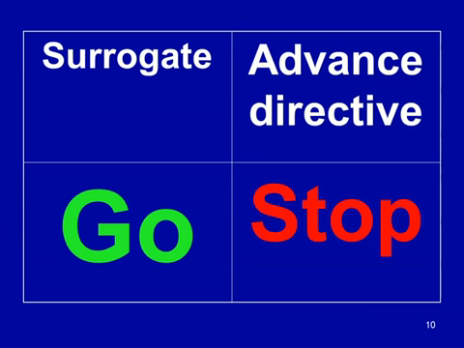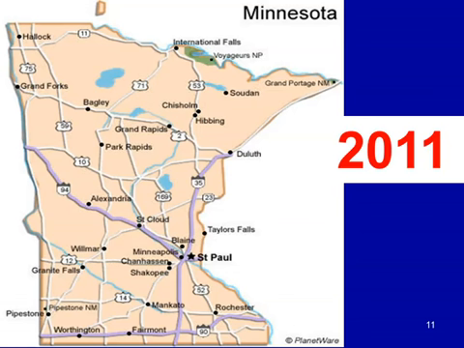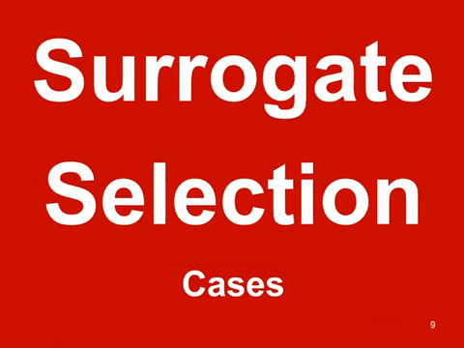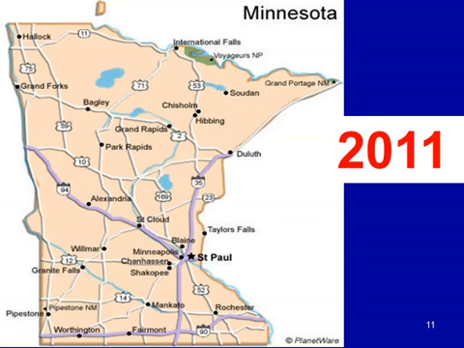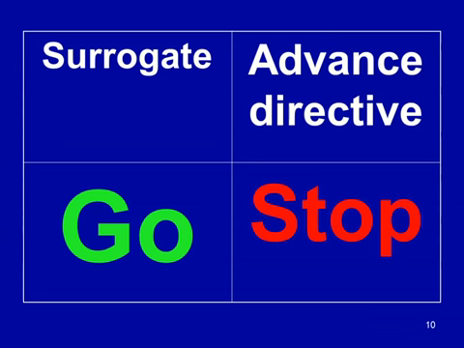So now when the surrogate deviates from this job that they have to exercise substituted judgment, then the surrogate should be challenged. If the surrogate persists, then the surrogate should be replaced. And the law supports this. So take the easy case where the advance directive says stop, but the surrogate says go.